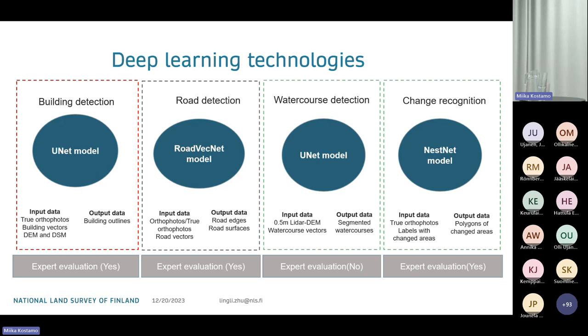And finally, we got both road edges and surfaces, because in this model, we have used multitask learning techniques. So we were able to produce not only one output, but multiple outputs. Then for watercourse detection, we use a half meter LiDAR DEM trained in the model, and then we also got segmented watercourses. For change recognition, we trained with orthophotos and the labels with the changed areas, and then we got polygons from the changed areas as the output.